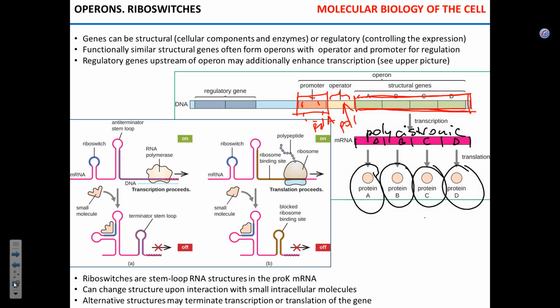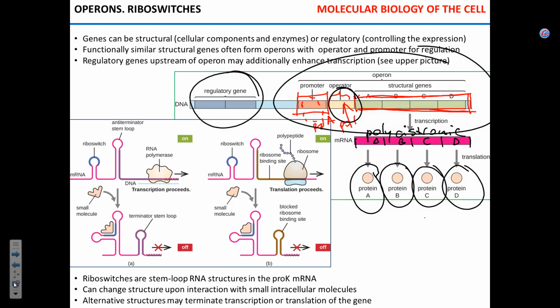Like the transcription itself, it's the same. The entire process is the same. We talk not about the transcription per se, but how we regulate whether to give it a go or not. Does that make sense? Okay, so one thing is the operator, okay? Sometimes you have some regulatory genes in a different location that produce certain proteins that will regulate the function of the operon, okay?